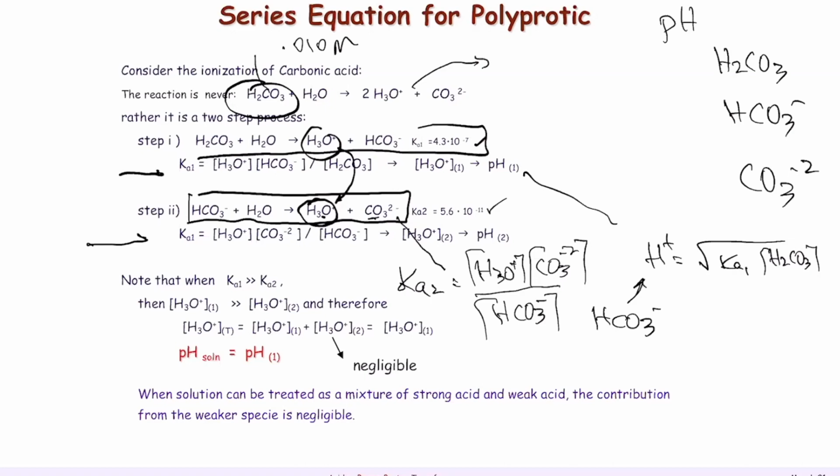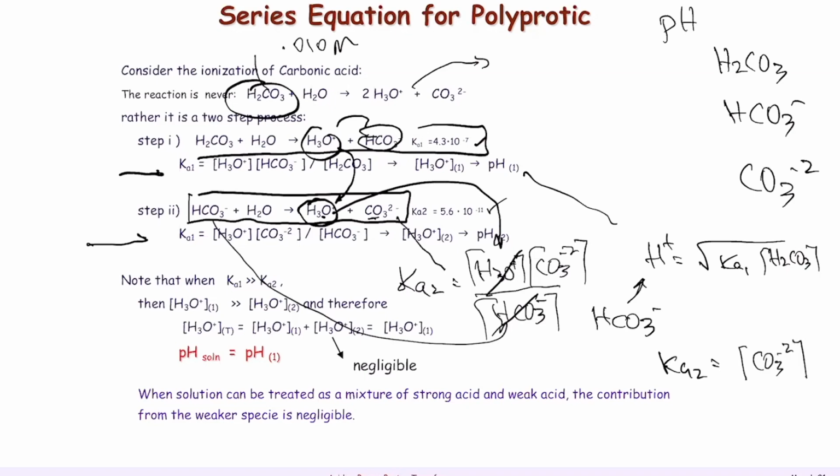But guess what? These two are equal. So look at the mass action expression. That's shown right here, and that's shown right there. It actually cancels out. So your Ka2 is just equal to your carbonate ion concentration in this particular case, and that's how you can solve for that right there.